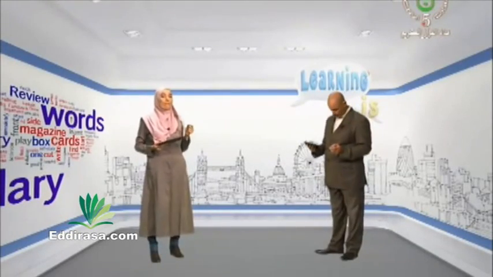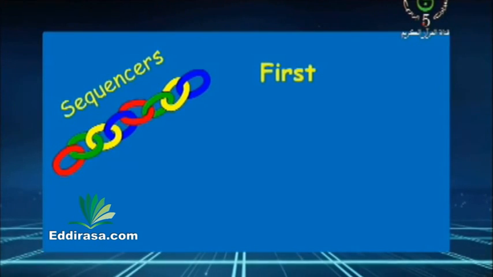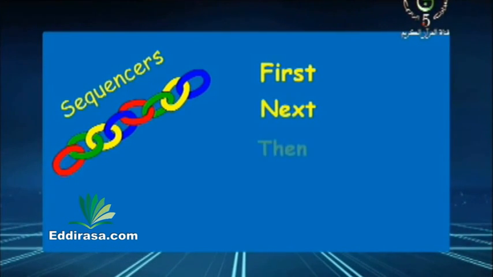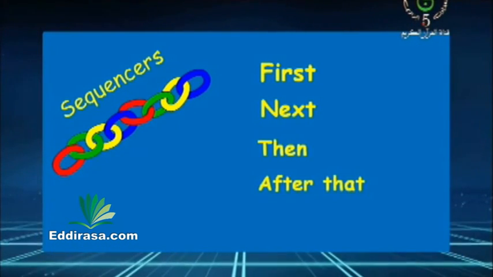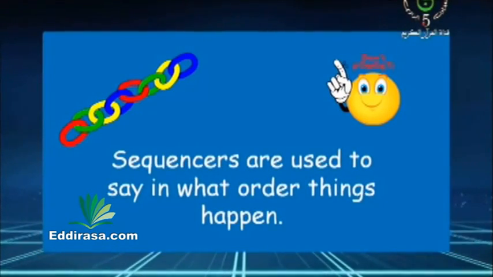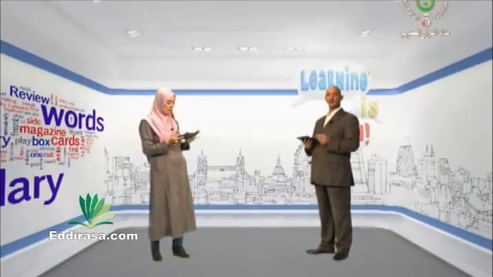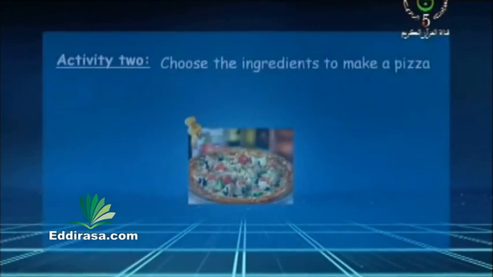We will move to the sequencers. Those little words that are very important, not just in recipes, but even in organizing your writing. So the sequencers are first, next, then, after that, and finally. All right? And remember that sequencers are used to say in what order things happen. All right? Activity 2, choose the ingredients to make a pizza.